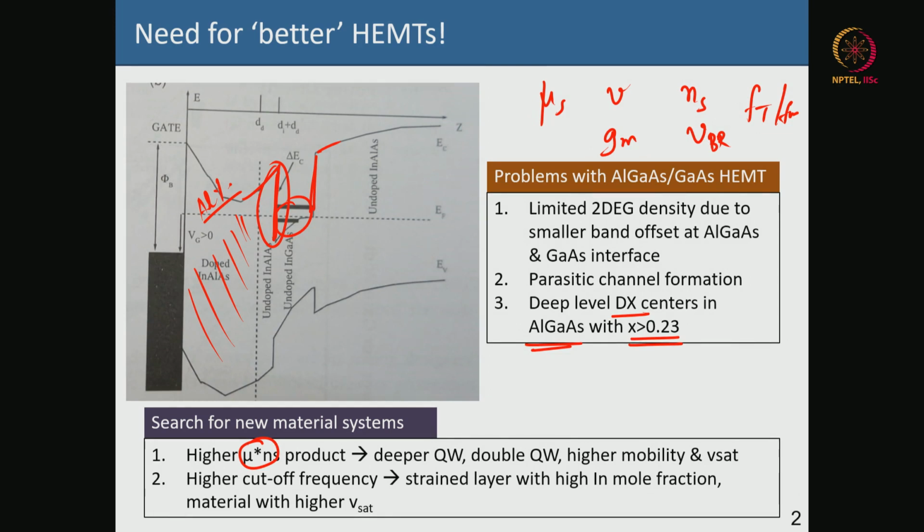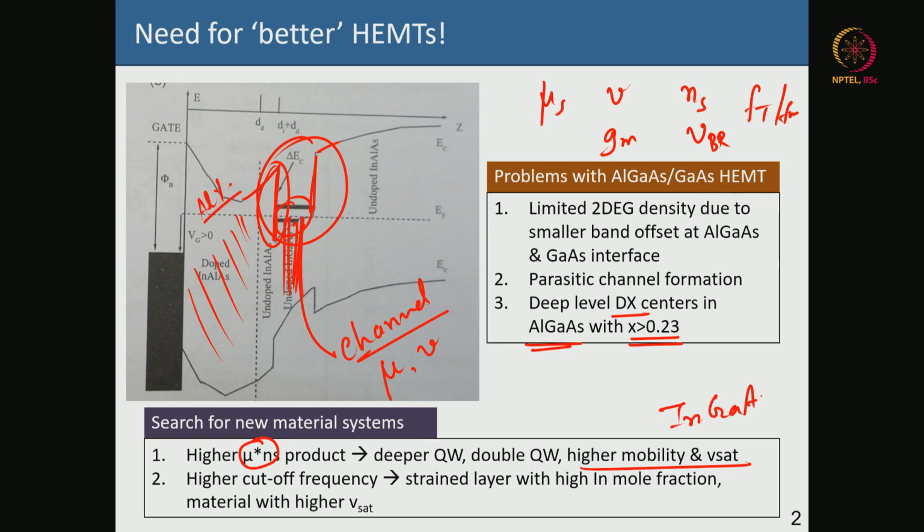For that, people realized that you need a quantum well like this, which is confined from both sides. You need a channel material where fundamentally the electron mobility and electron velocity are much higher than in gallium arsenide, and as I told you, you can get that with indium gallium arsenide. The higher the indium content, the better the mobility, velocity, etc.